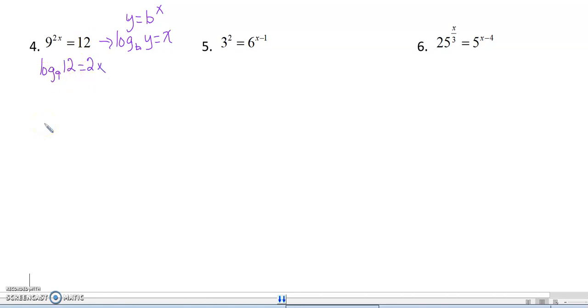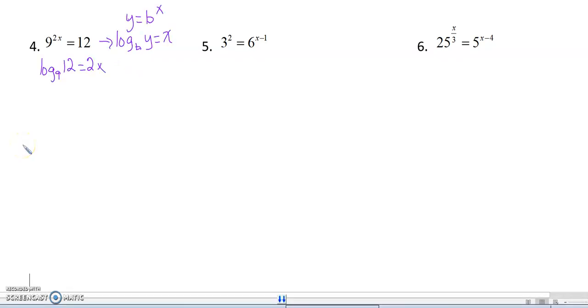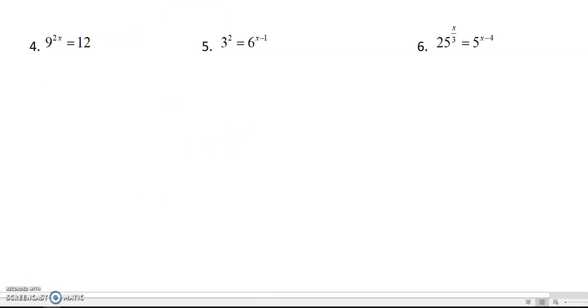Okay? Now, I do want to show you the calculator. So I'm going to pull a calculator up, but you need to write this down on your paper. So it says log base 9 of 12 equals 2x. So I have to get out of this program and leave that information to pull up my calculator, okay?